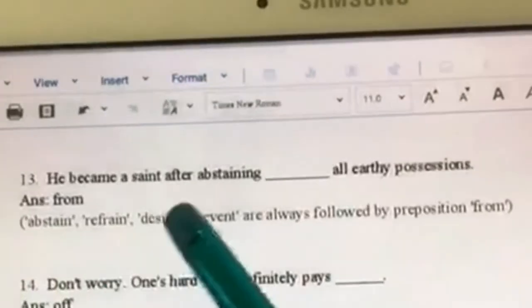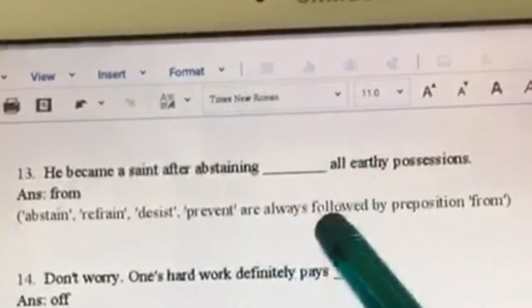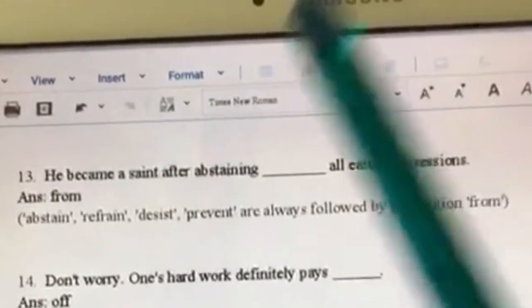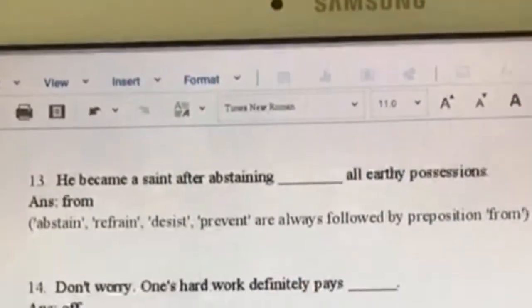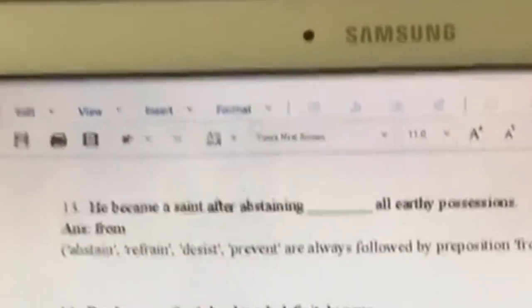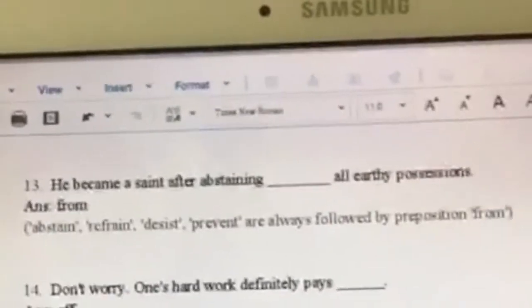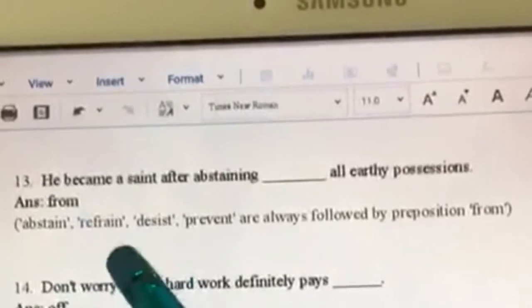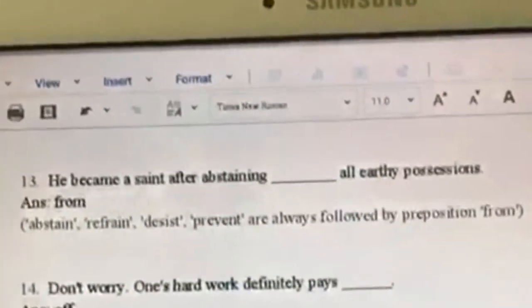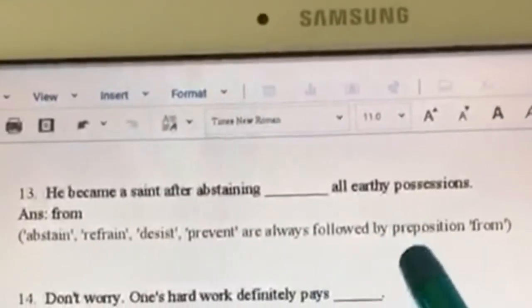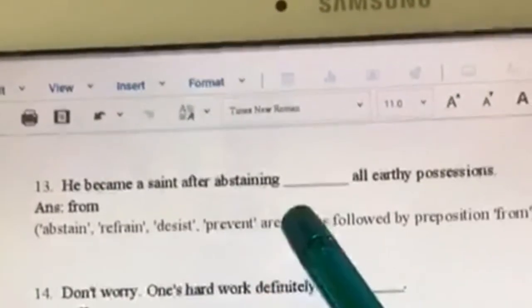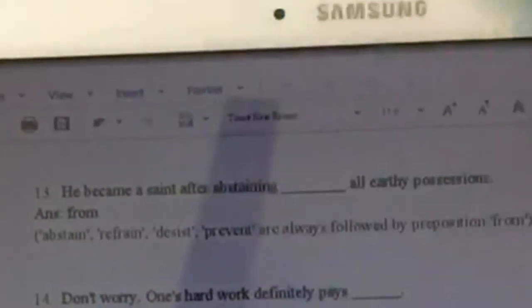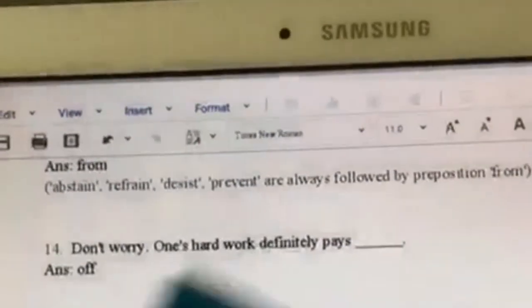Okay, next, he became a saint after abstaining dash all earthly possessions. Now, with the verb, okay, abstain means to refrain from, means to prevent oneself from doing something or to give up. Okay, so verbs such as abstain, refrain, desist and prevent, which are similar in meaning, are always followed by the preposition from. So here we should say he became a saint after abstaining from all earthly possessions.